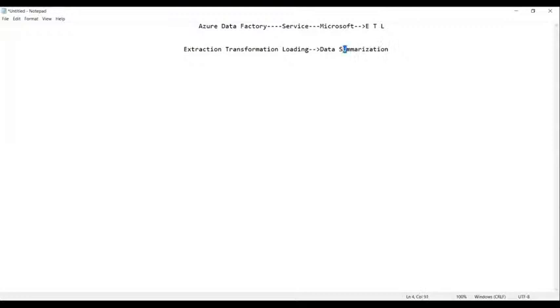Now, for this process of ETL, we require two things: source, and the next one, target. And between the source and the target, we apply ETL, that is nothing but extraction, transformation, and loading. Okay, guys.